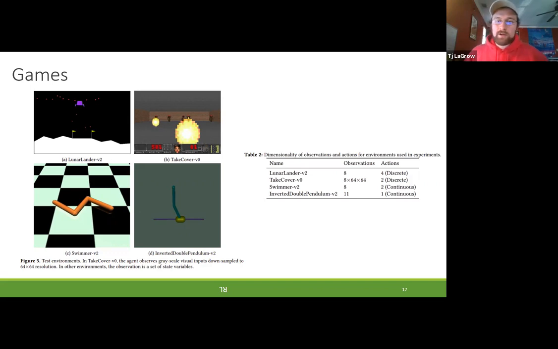For Swimmer-v2, which is the bottom left here, and for InvertedDoublePendulum-v2, these are environments also available in Gym and based off the MuJoCo engine. Swimmer-v2 is the task of learning a controller for a 3-linked robot immersed in a viscous fluid in order to make it swim as far as possible in a limited time budget of 1,000 steps. The agent receives positive reward for moving forward and negative reward proportional to the squared L2 norm of the actions. The task is considered solved when you have a reward of 360.